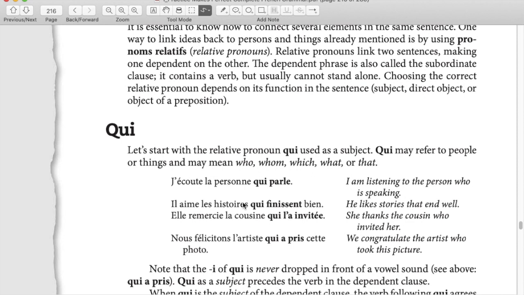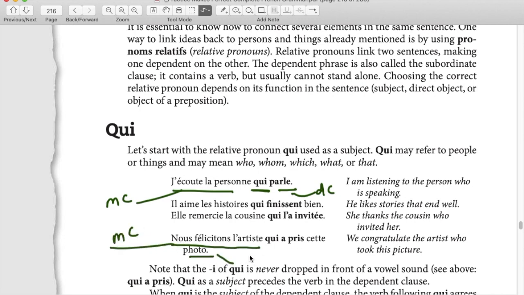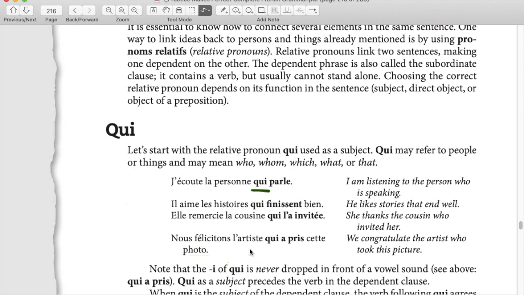J'écoute la personne qui parle. I'm listening to the person who is speaking. So this is the relative pronoun, first part, second part, right? Main clause, dependent clause. Nous félicitons l'artiste qui a pris cette photo. "Nous félicitons l'artiste" is the main clause. "A pris cette photo" is the dependent clause. Okay, this is very easy and clear now, right? It joins two parts of a sentence to create a complex sentence.